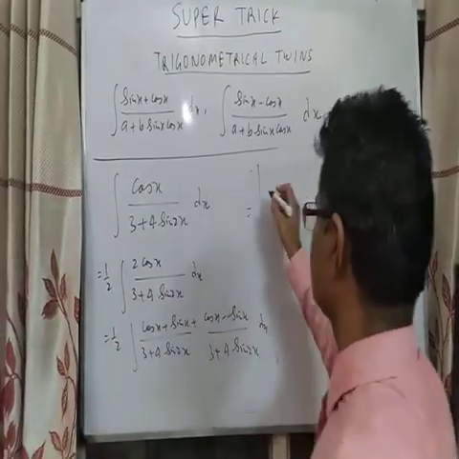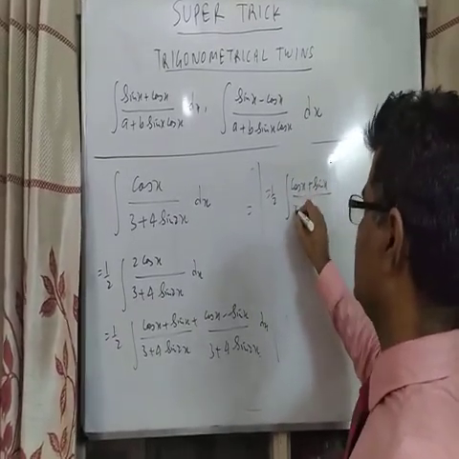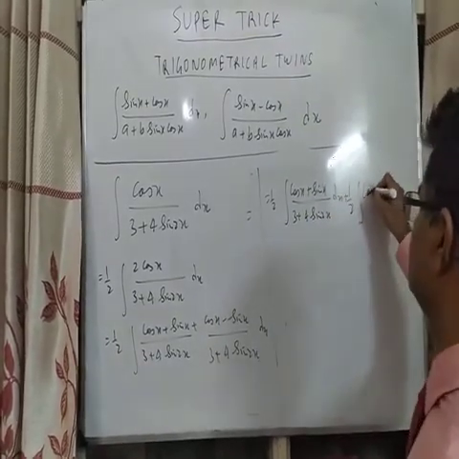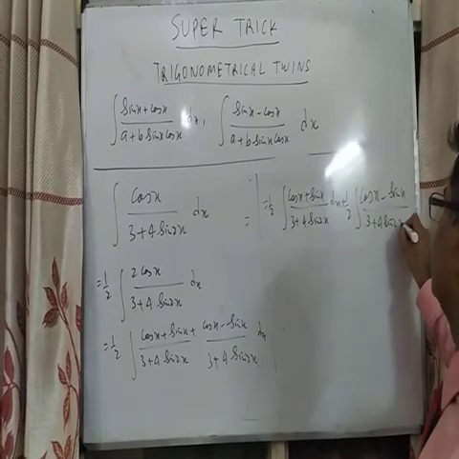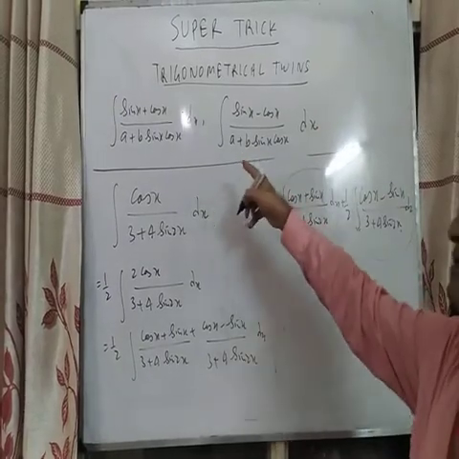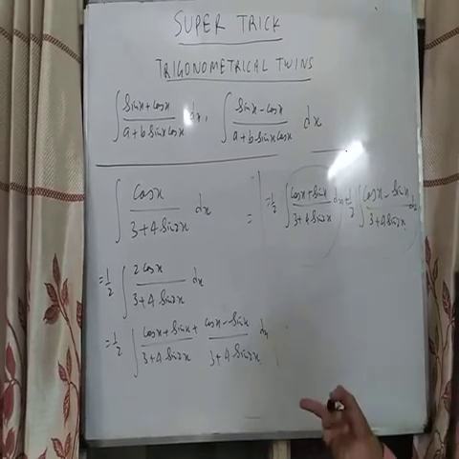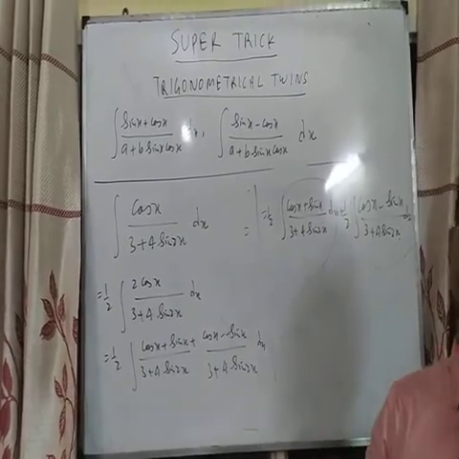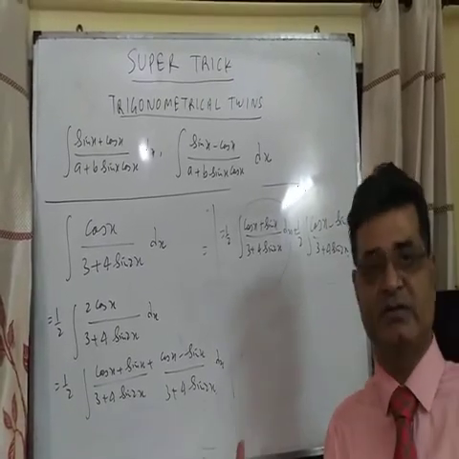So you can see 1 by 2 cos x plus sin x upon 3 plus 4 sin 2x dx, plus 1 by 2 cos x minus sin x upon 3 plus 4 sin 2x dx. And these two problems we have discussed here, so you can solve accordingly. So you can see how this technique is going to work for this kind of question. In case of integration, there are some specific formulas and specific substitutions. Then only you can solve the integration problem. There is no single formula so that all the integrations can be solved.